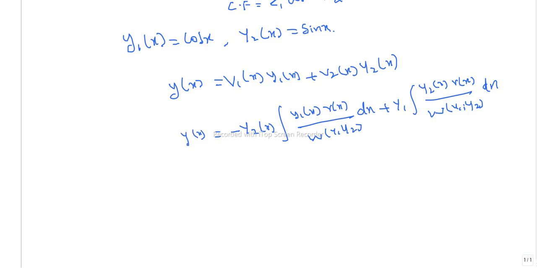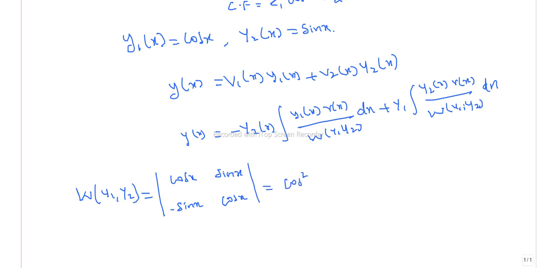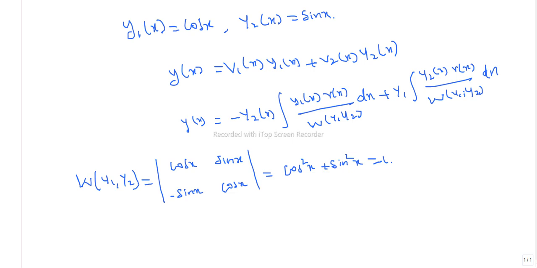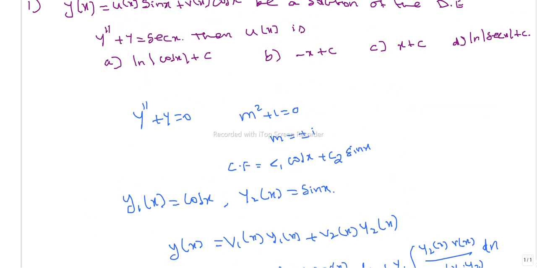Now we have to find the Wronskian first. What is the Wronskian of y1 y2? It is the determinant of cos x, sin x, and then the derivative of cos x is minus sin x, and the derivative of sin x is cos x. The determinant is cos square x minus minus plus sin square x, which should be 1. So the Wronskian is 1. And the right hand side function r of x is secant x, that is given in the problem.